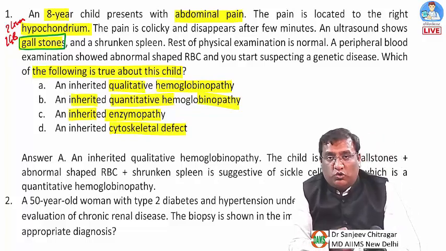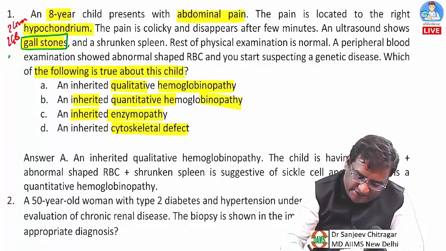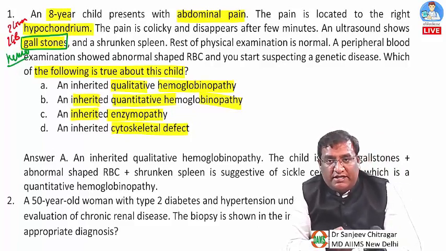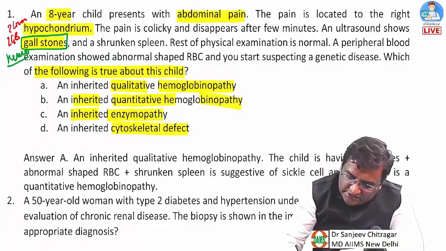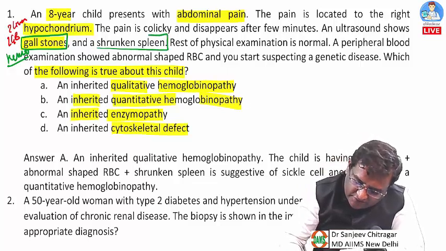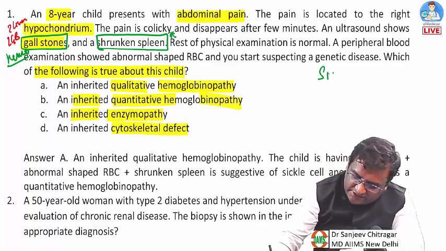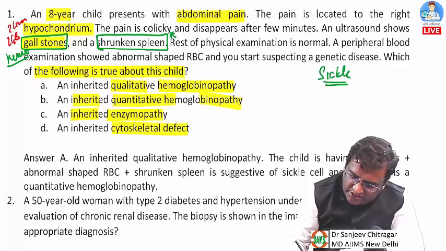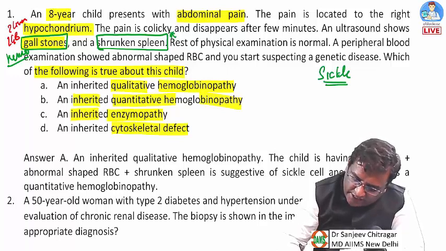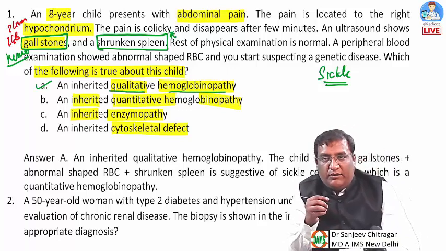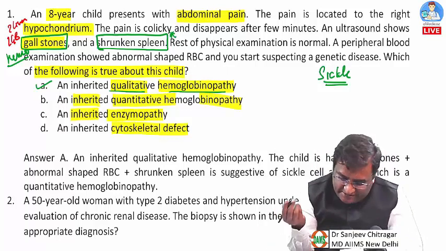A gallstone is suggestive of hemolysis then. So the patient is having hemolytic anemia, and there is a shrunken spleen. This is a keyword given to me. Gallstone, hemolytic anemia, shrunken spleen: straight away I am suspecting sickle cell, which is a qualitative hemoglobinopathy, option A. The rest of the physical examination is normal.